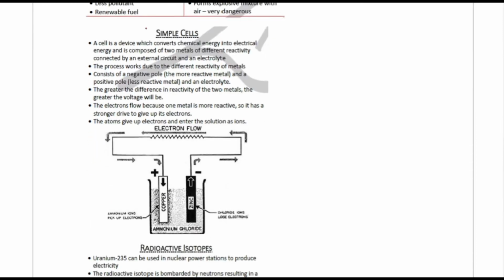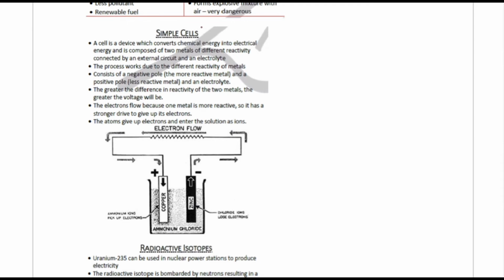Okay, now let's see the next part. Simple cells. A cell is a device which converts chemical energy into electrical energy and is composed of two metals of different reactivities connected by an external circuit and an electrolyte.